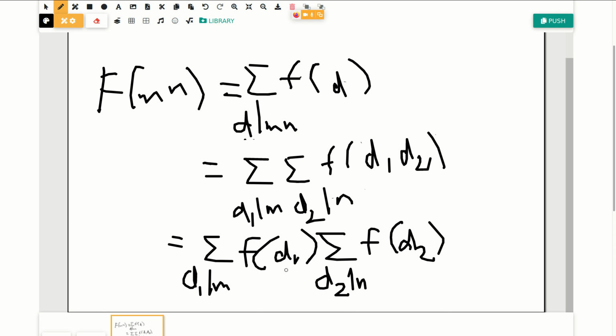Now it's pretty easy to see that this value is equal to, so you can compute the inner sum, that comes out to be capital F of n, and the outer sum, capital F of m, becomes a constant and goes out, and the inner sum becomes F of n. So F(mn) equals F(m) times F(n), and thus capital F is multiplicative. Everyone got how this works? Okay, I think everyone got it.